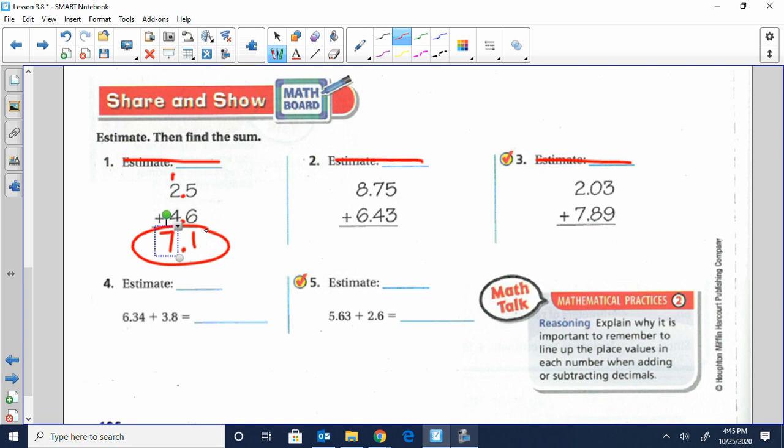Number 2, again, line the decimal points up so that each place value is lined up. We're going to add the hundredths place first. 5 plus 3 equals 8. 7 plus 4 is 11. Carry the 1. Bring our decimal point straight down. 8 plus 6 is 14, plus the extra 1 is 15. And we get 15 and 18 hundredths as our answer.